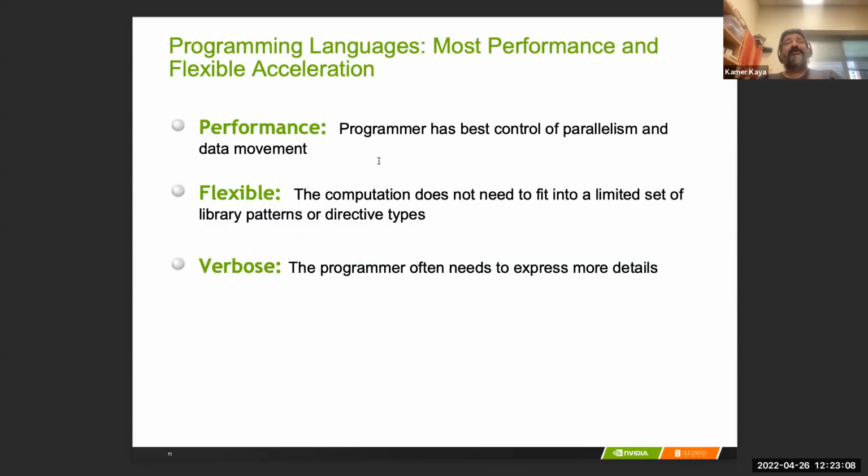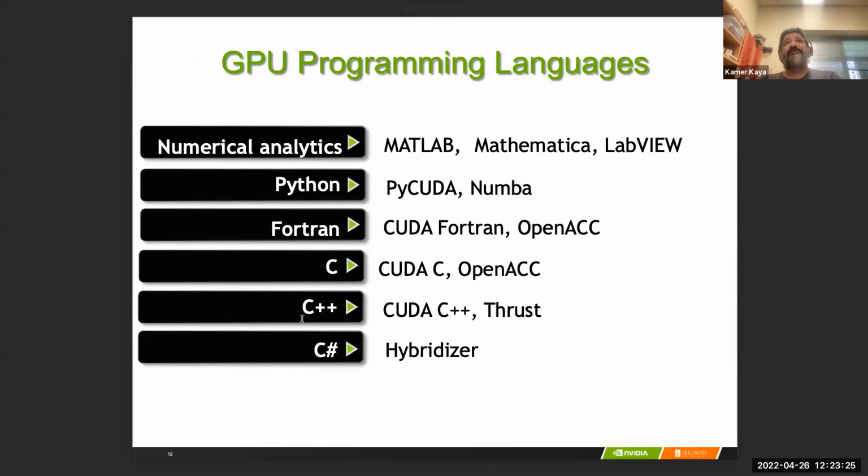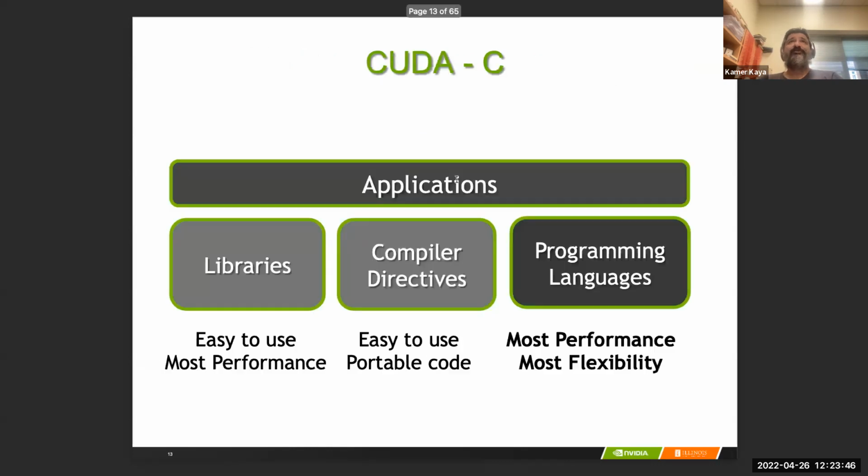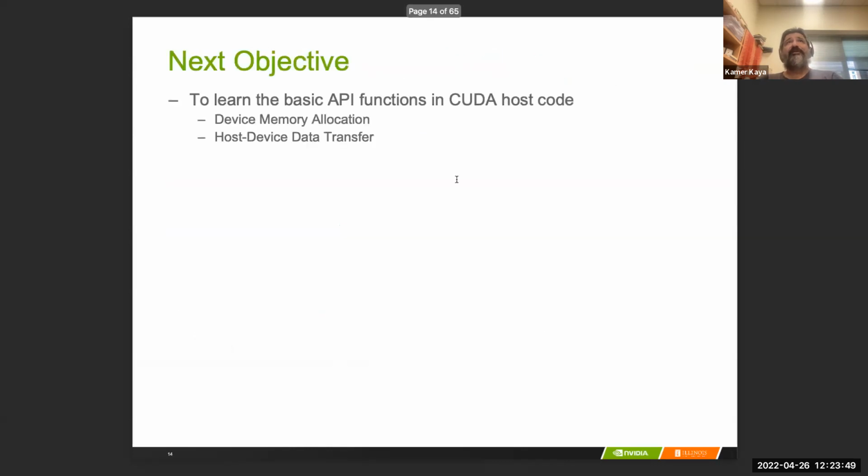So programming languages like CUDA, you have the best control of parallelism. It is the most flexible one. You can try anything you want, but you need to write more code, definitely, okay? So you have CUDA-C, CUDA-C++, CUDA Fortran, PyCUDA. I mean, these are all possible. And MATLAB can also use CUDA behind the scenes, etc. So we have many alternatives for GPU programming languages. And today we will talk about that.